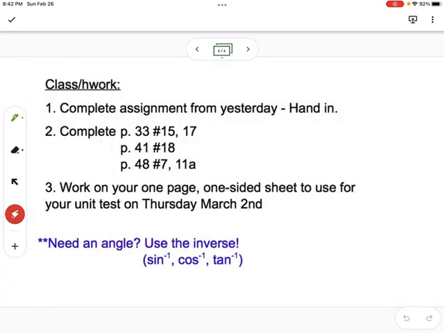Okay? So if you have not handed in the assignment from Friday to me, make sure you do so. And then we have textbook questions, practice of these word problems. Again, you can make a cheat sheet for the test on Thursday. You'll have a few days to do this, and we will have a review day on Wednesday as well to get you prepared. Let me know if you have any questions.